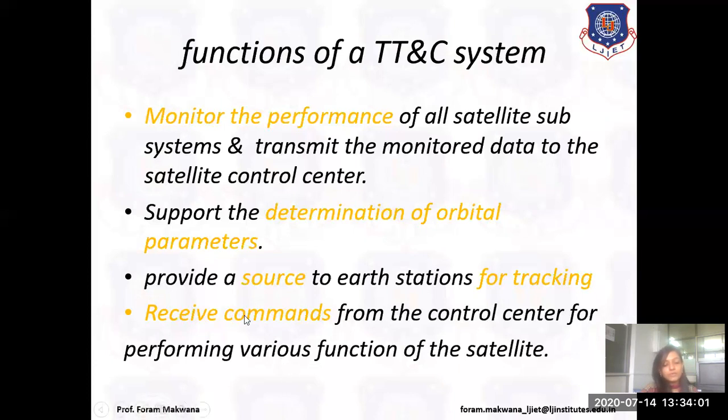The fourth function is it receives the command from the control center for performing various functions of the satellite. So it also transmits the command, receives the command, it monitors the performance as well as it determines the different orbital parameters. Apart from that, it also tracks the satellite, tracking in terms of measuring azimuth angle and elevation angle. Okay.